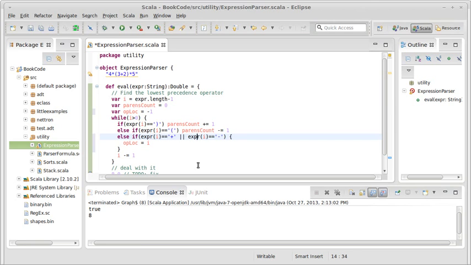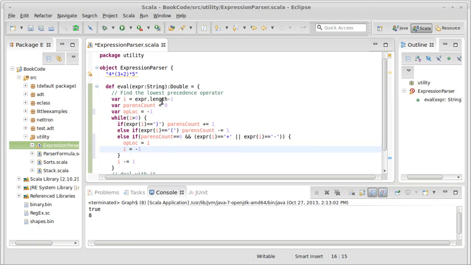Oh, I forgot something here. Not only do I have to have found the plus or minus, it has to be in a position where parens count is equal to 0. So if the parens count is 0 and the expression is either a plus or minus, I remember where I am, and I'm going to do one other thing here, and that is I'm going to set i equal to -1. Why am I doing this?